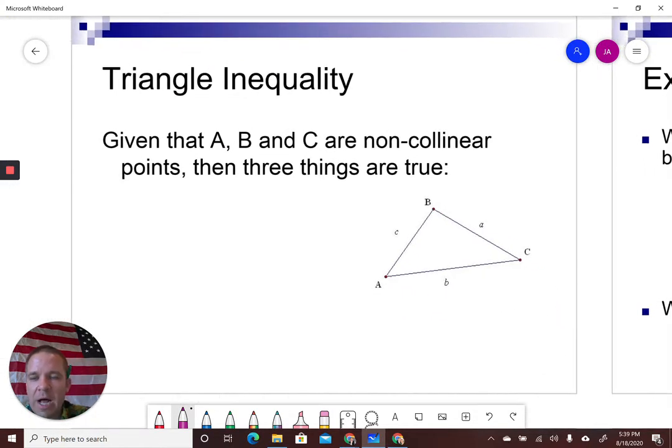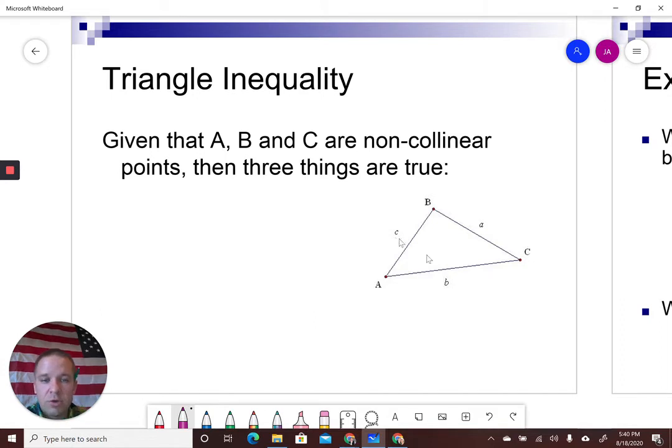Triangle inequality. So given that A, B, and C are non-collinear points, they do not lie on the same line. They form a triangle. So then 3 things are true. And I want to point one thing out here on this diagram. Across from vertex A, capital letter A for a point, we have a lowercase a. That's notating the side with a lowercase letter, just to make it a little bit easier than saying BC. You'll see that across from the vertex. Same here for B and the same for C.